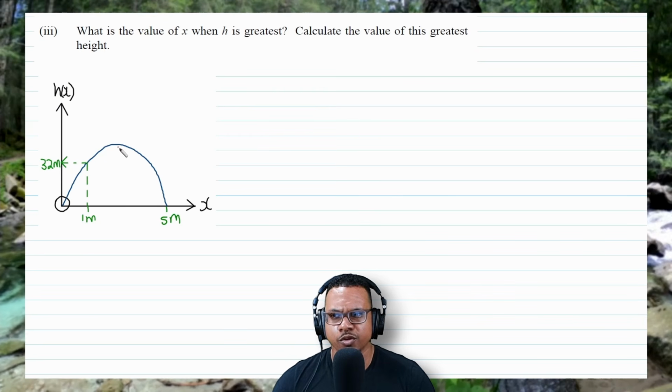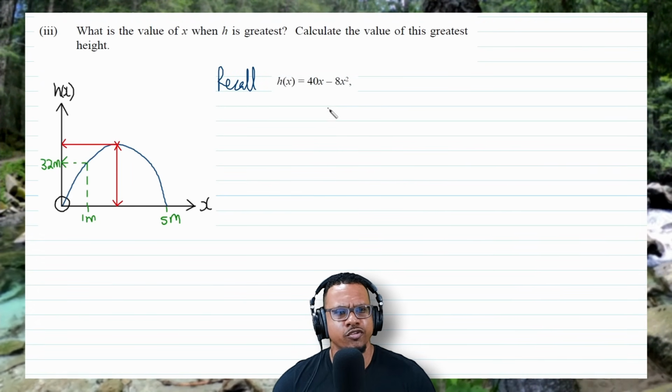All right, and what we want to know is the turning point, the y value for your turning point, and also the x value for your turning point. All right, so let's put a drawing here to show you. All right, turning point will be here. So we want to know what is the x component and what's the y component.